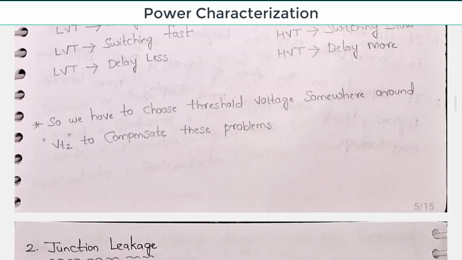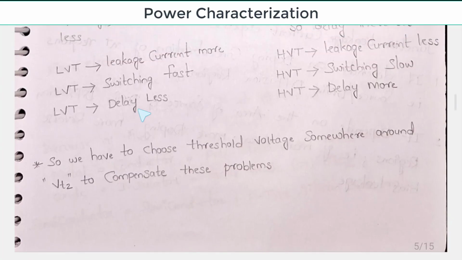So we have to choose a threshold voltage somewhere around VT2 to compensate for these problems. If you go for lower threshold voltage, we get the advantage that delay will be less, but in HVT delay will be more. Suppose you are focusing on leakage: if you go for LVT, leakage current will be more, whereas here leakage current will be less. So you have to choose somewhere between, a regular threshold voltage or standard threshold voltage.